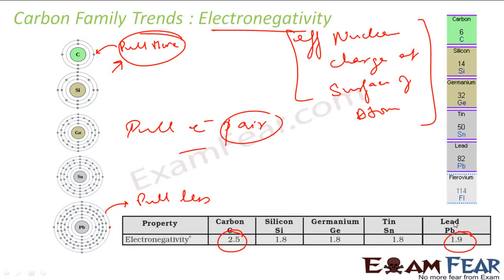So the general trend is that typically it goes down. In lead it increases, there has to be some reason. We'll not discuss this reason in this class, maybe in a higher class, but the general trend is that it decreases as we go down the group because of the increase in size and the decrease in the effective nuclear charge at the surface. Correct? Because the new electrons which have to be pulled will be somewhere here, right? Somewhere here. So here more charge is there, so it will be affected more. Here the charge is less, so it will be impacted less.